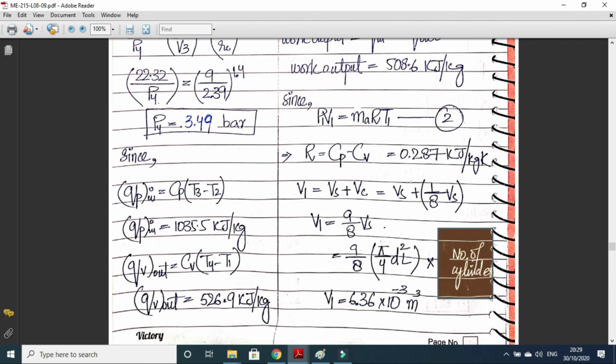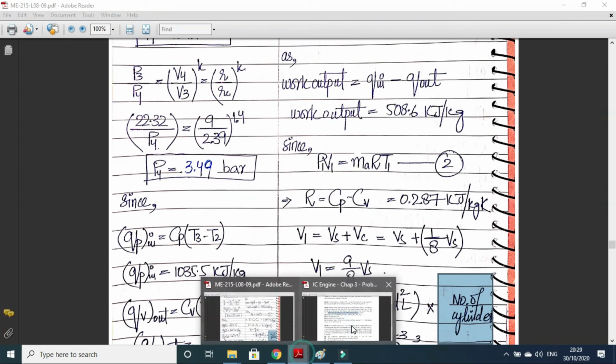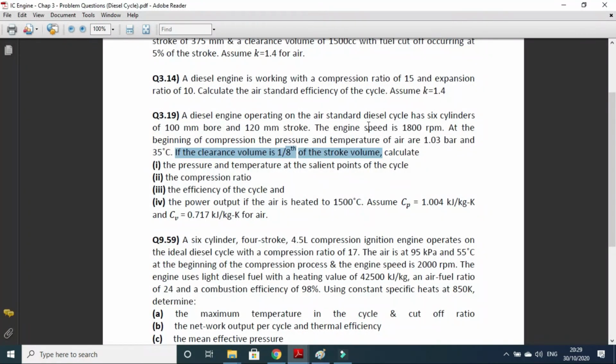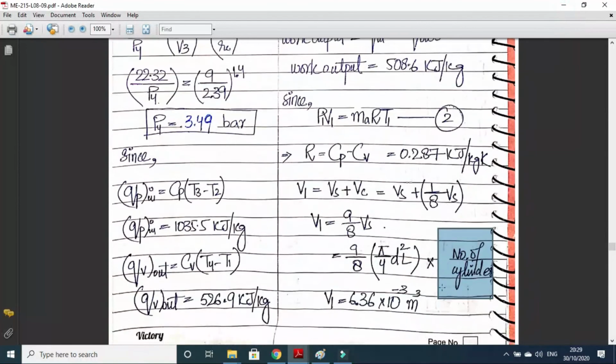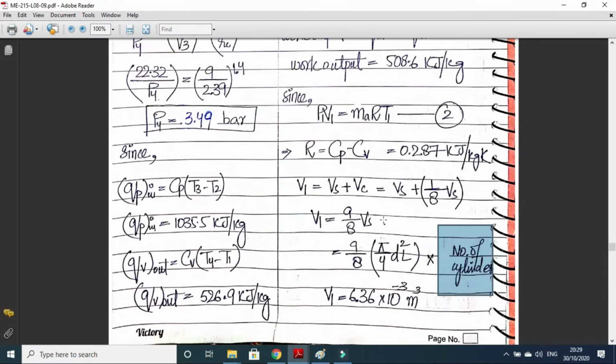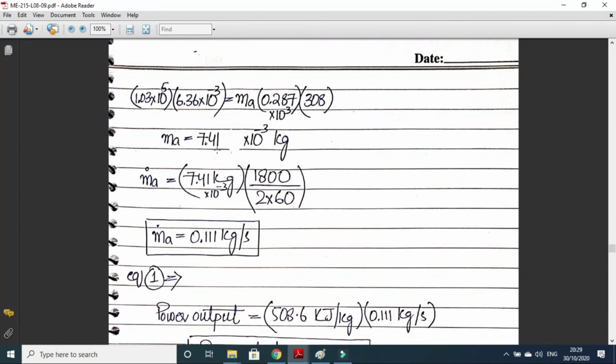If we do not multiply the volume of one cylinder, since the number of cylinders is 6, we need to multiply with 6. Now we know V1, P1, R, T1, so we can calculate the mass. Mass is coming out to be 7.41 times 10 to the power minus 3 kilogram.